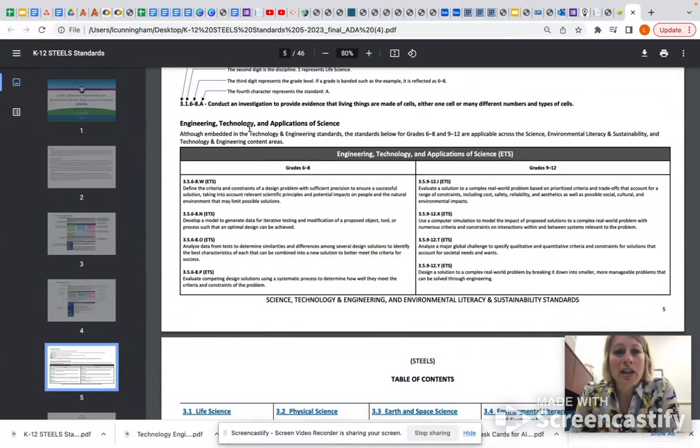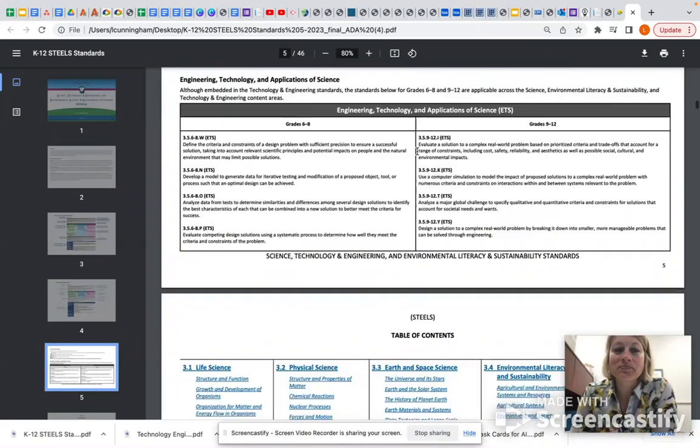The engineering, technology, and applications of science. Although embedded in the T&E standards, these standards below for grades 6 to 8 and 9 through 12 are applicable across all science, environmental literacy, sustainability, and T&E content areas. So these standards specifically are applicable across all of those different content areas.